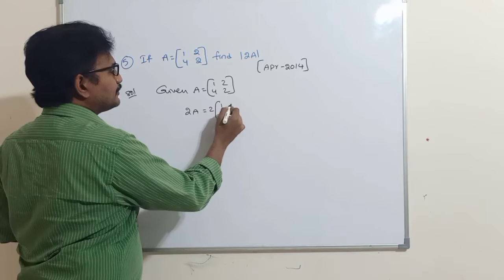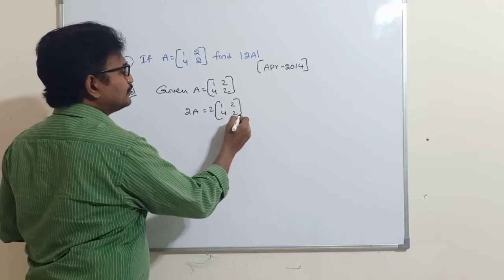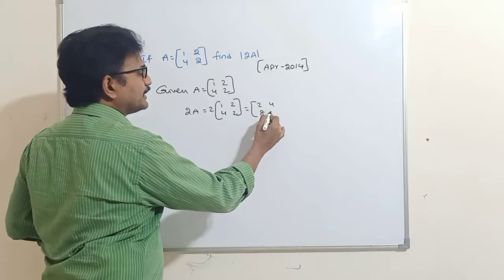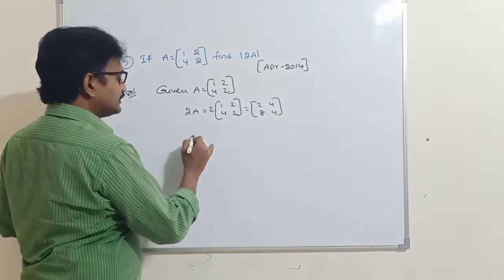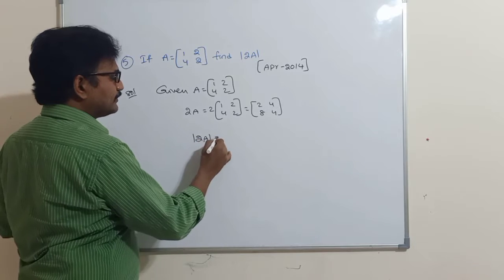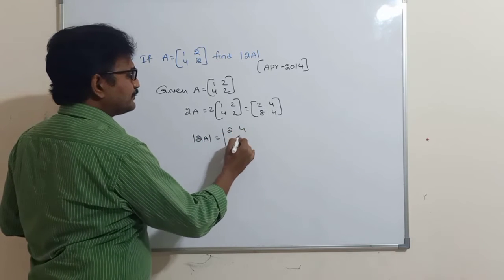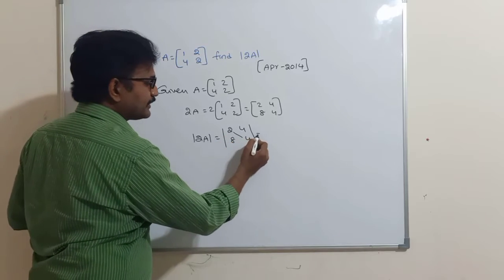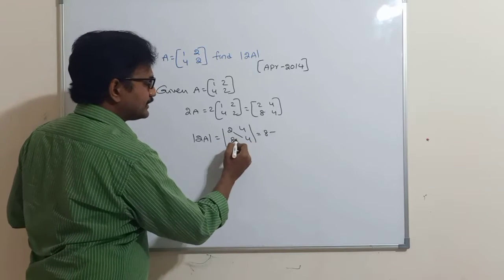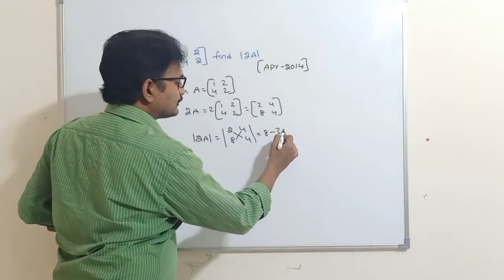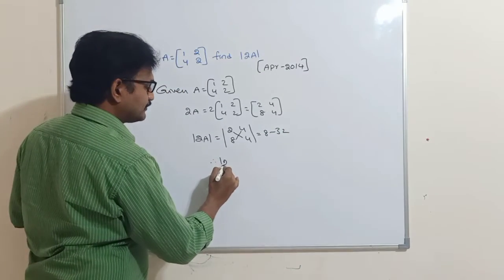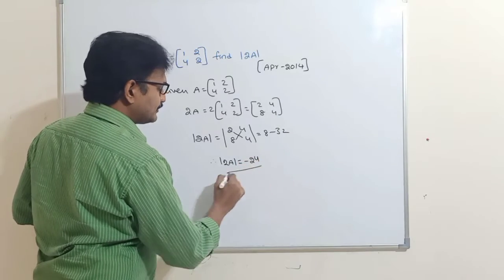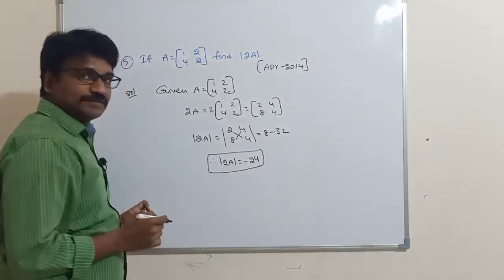2 into 1, 2, 4, 2. So 2 into 1 is 2, 2 into 2 is 4, 2 into 4 is 8, and 2 into 2 is 4. Therefore, det of 2A is equal to det of 2, 4, 8, 4. 2 into 4 is 8, minus 8 into 4 is 32. Therefore, det of 2A is equal to 8 minus 32, which is minus 24. That is the answer for this problem.